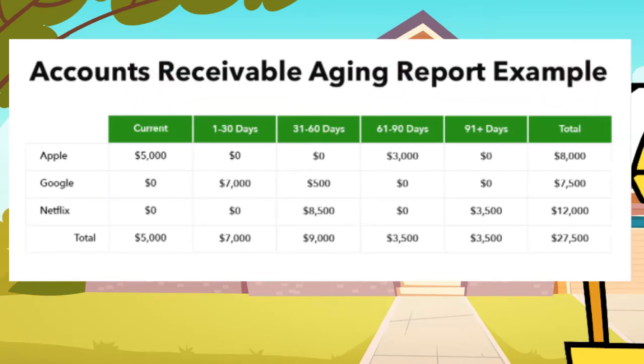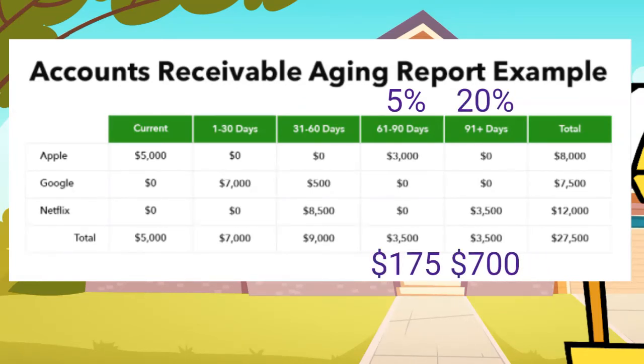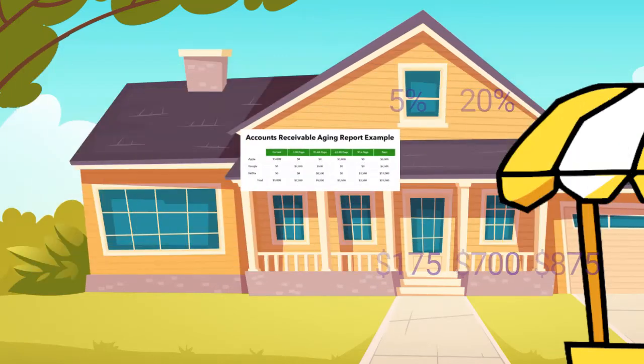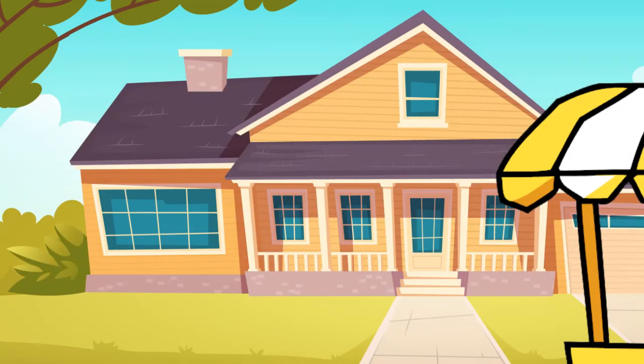That current through 60 days is expected to be fully recovered. That 61 through 90 days has a 5% reserve against it, and then let's make it a 20% reserve on things over 91 days. That math works out to $875 in total, so that should be reserved in the allowance for doubtful accounts. Okay, but what about the entries?